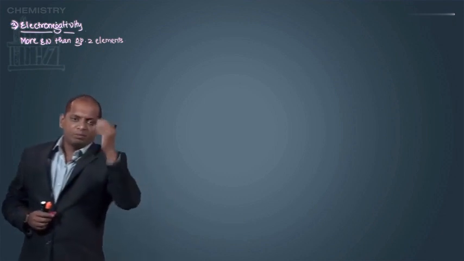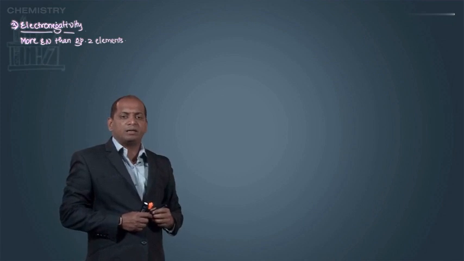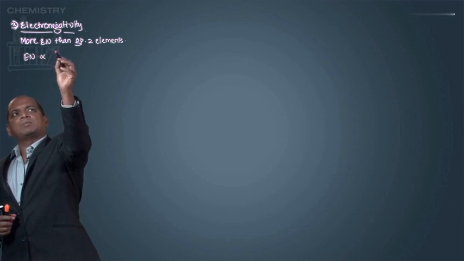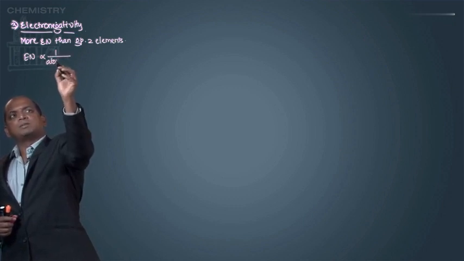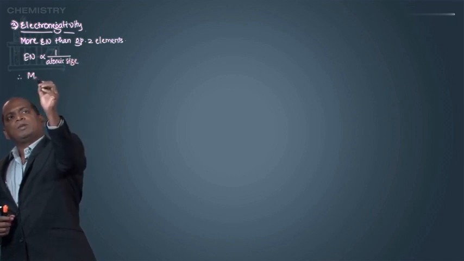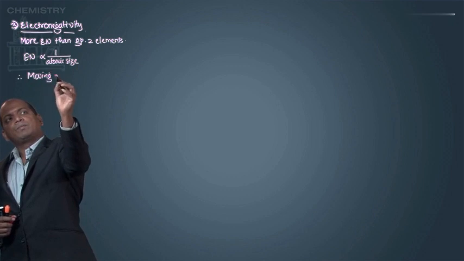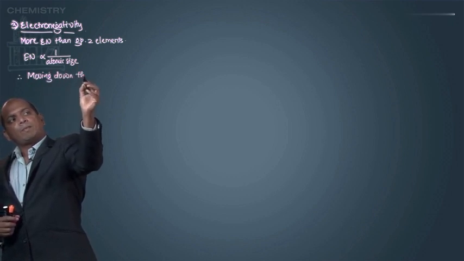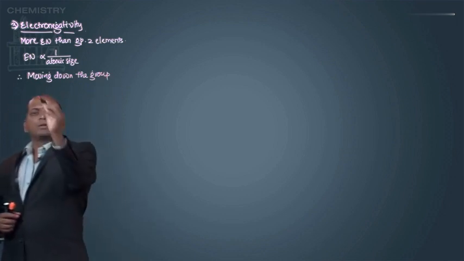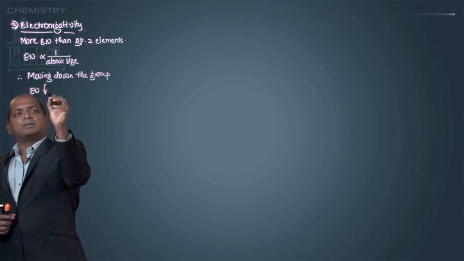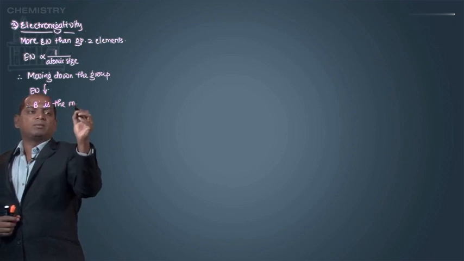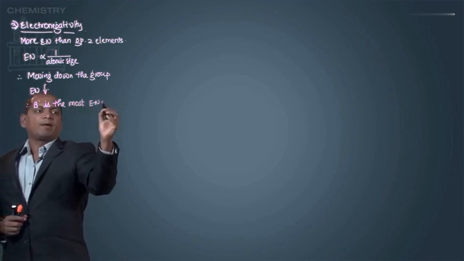And as we move down the group, electronegativity decreases, because electronegativity is again inversely proportional to atomic size. Therefore, moving down the group, electronegativity decreases. Therefore, boron is the most electronegative in group 13.